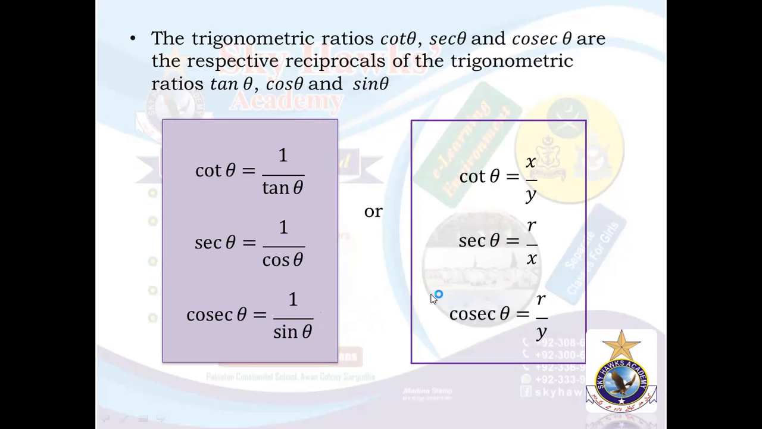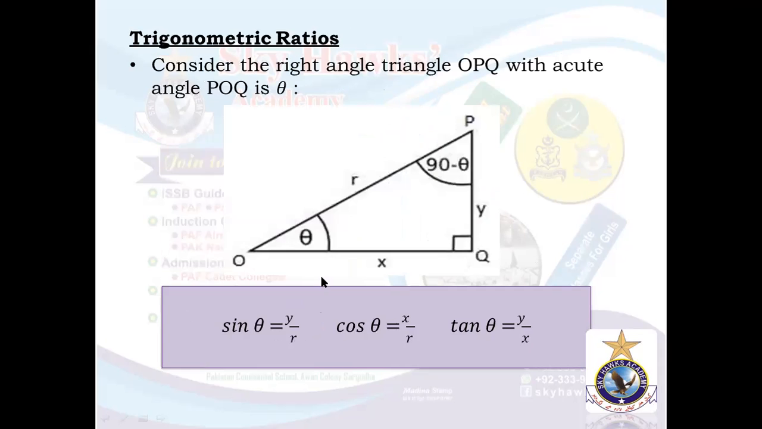So, coming back to the previous diagram, what is cot theta over there? From that triangle, from here, what is cot theta? From that it would be x over y. Absolutely right. You just make the reciprocal, so x over y.